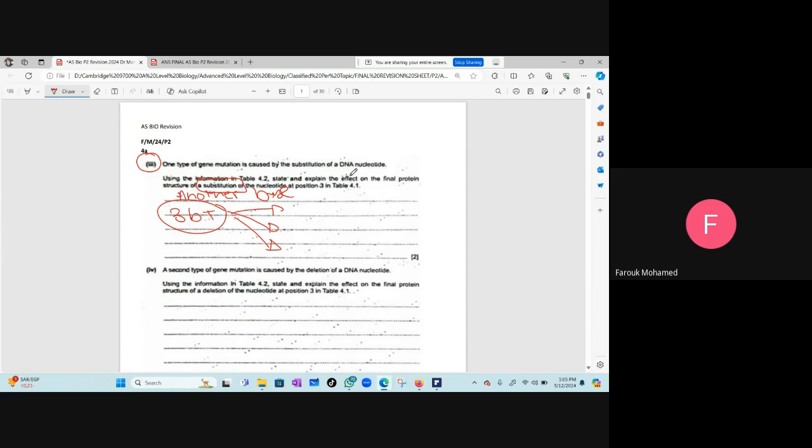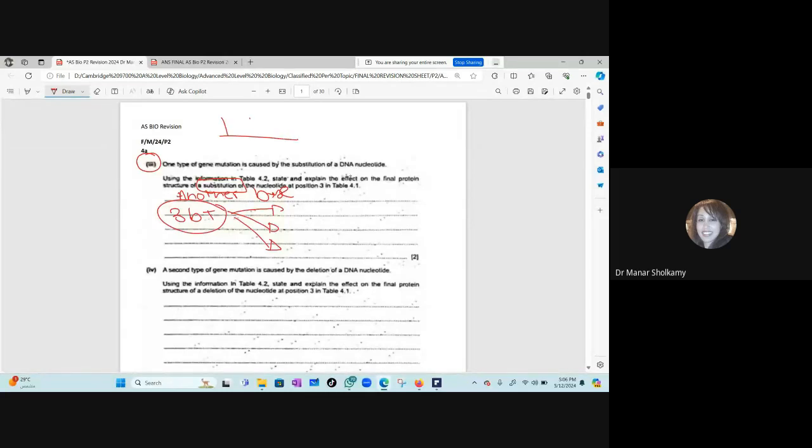Yes, when the base is changed, but still the same amino acid is produced, and the final protein is the same. It did not change. Which type of silent mutation is that? Because we have three types of substitution mutation. Oh, I just told you the answer.